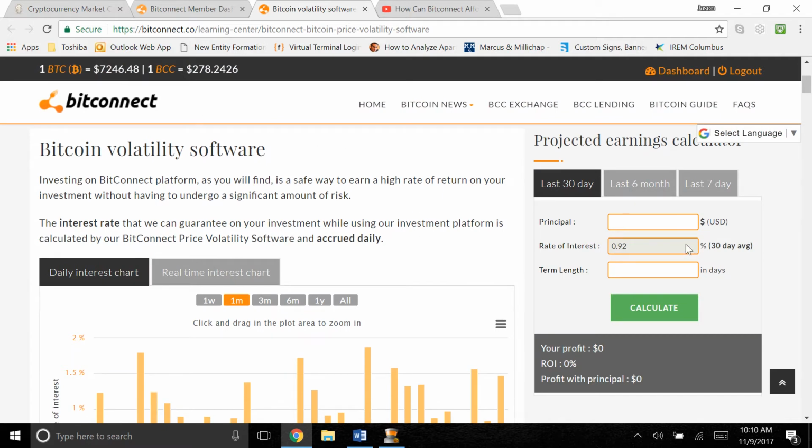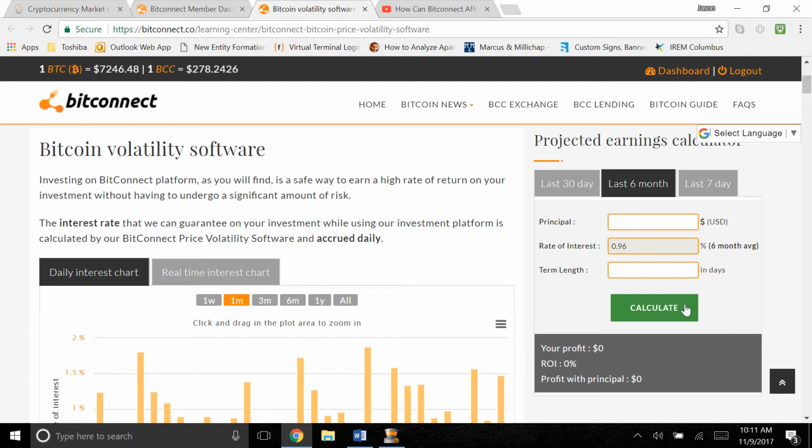So this right here shows the average. For example, the last 7 days, the average is 1.01. The last 30 days, the average is 0.92. And the last 6 months, it's 0.96. So you can see it floats around 1%, which is pretty good. Who am I kidding? That's phenomenal.